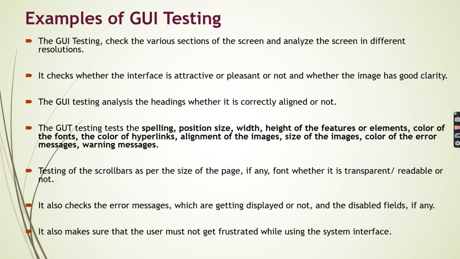GUI testing tests the spelling, position, size, width, height of elements, color of the font, color of hyperlinks, alignment of the image, size of the image, color of the error message and warning message. Testing of the scroll bars as per the size of the page, if any, and the font, whether it is clear and readable or not. It also checks whether the error messages are displayed or not, and the disabled fields if any. It also makes sure that the user does not get frustrated while using the system interface.